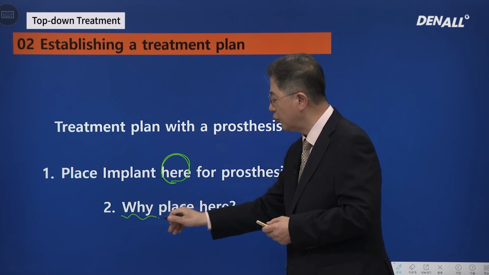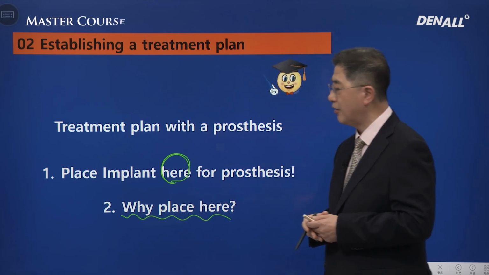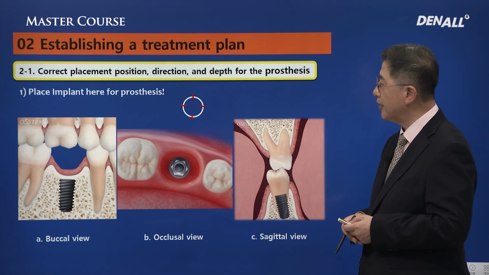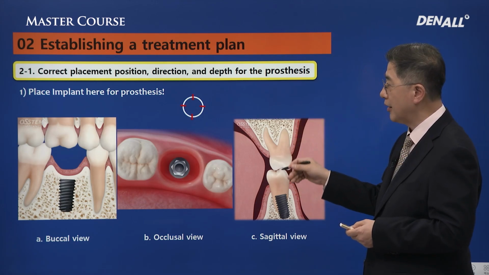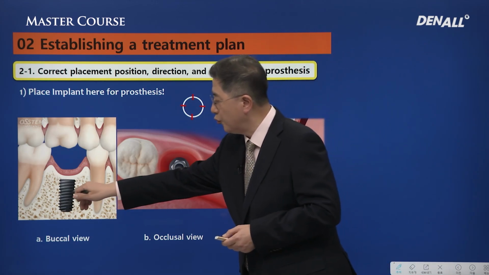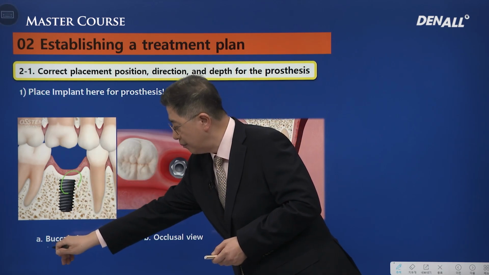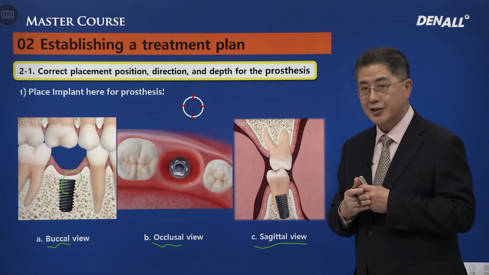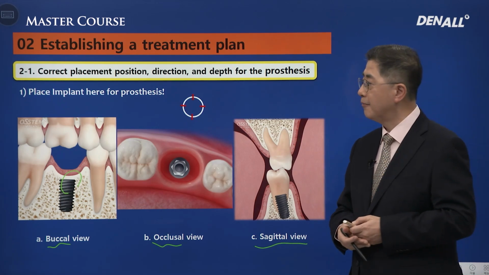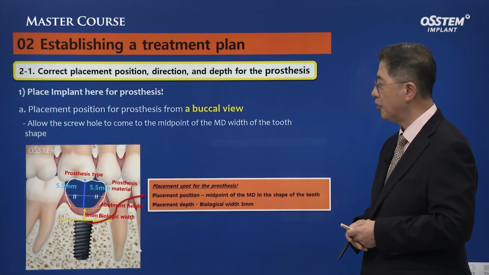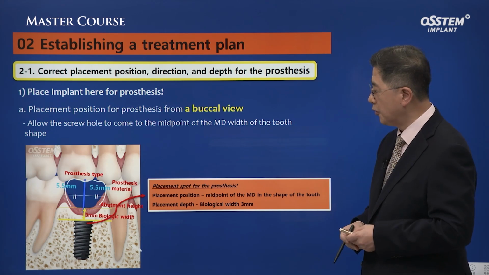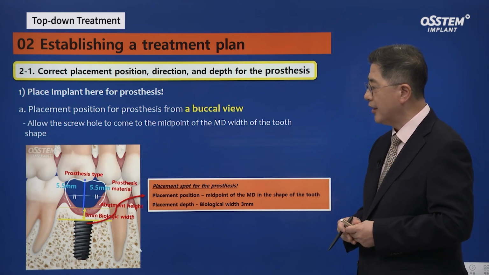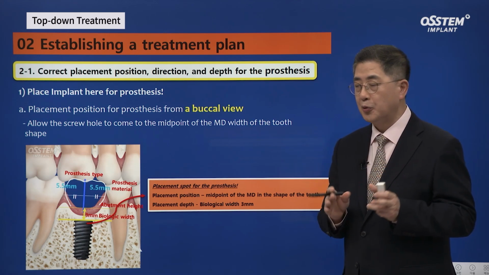Let's look at why we place the implant at that position. When we do top-down approach, we need to consider buccal, occlusal, and sagittal view. Three views. Keeping these in mind, we need to consider implant placement position. This is the opinion from buccal view. There are many factors to consider for the implant placement position.